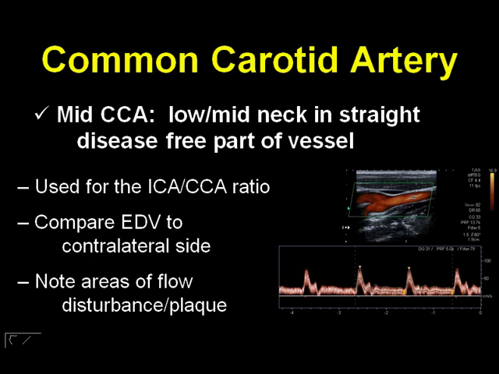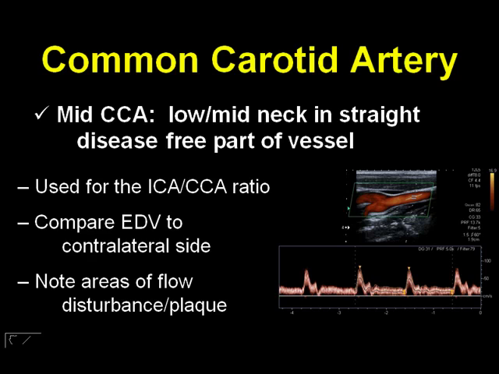But our next stop within the carotid artery system then would be the mid-common carotid artery, somewhere that's relatively low in the mid-neck, in an area of the vessel where it's straight and where it's disease-free. And this is an important part of the evaluation, especially if you're using an internal carotid to common carotid artery ratio. The literature states that velocity should be acquired somewhere 2 to 3 centimeters proximal to the carotid bifurcation, again in an area where the vessel is straight and where it's disease-free.